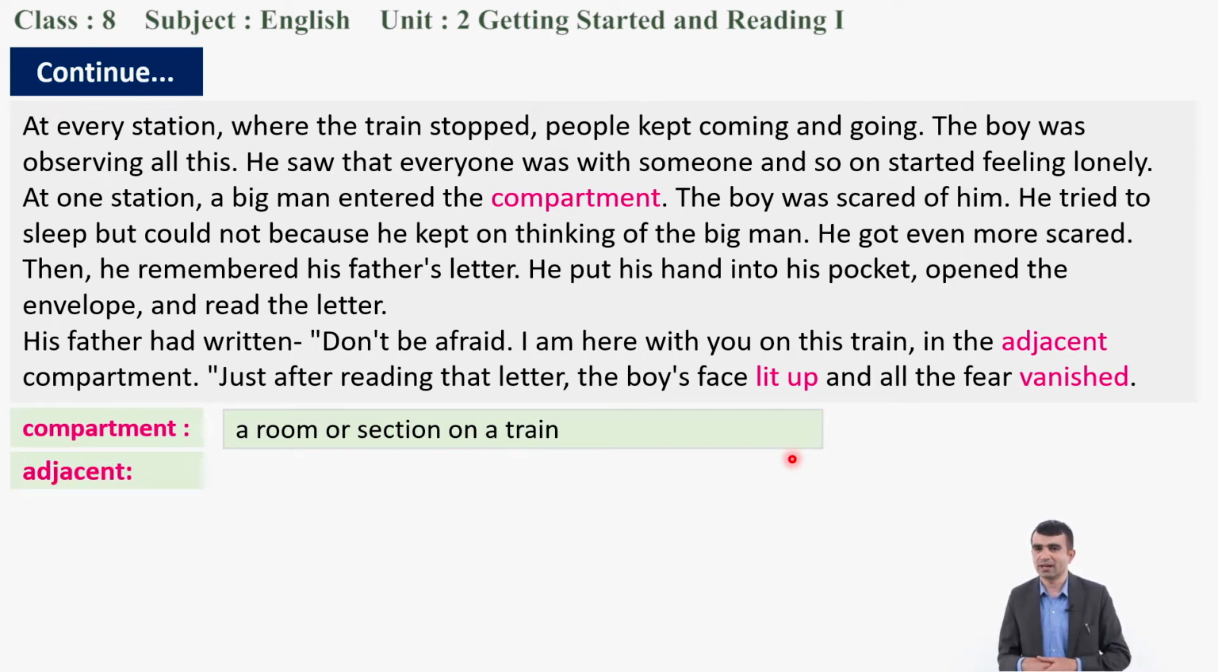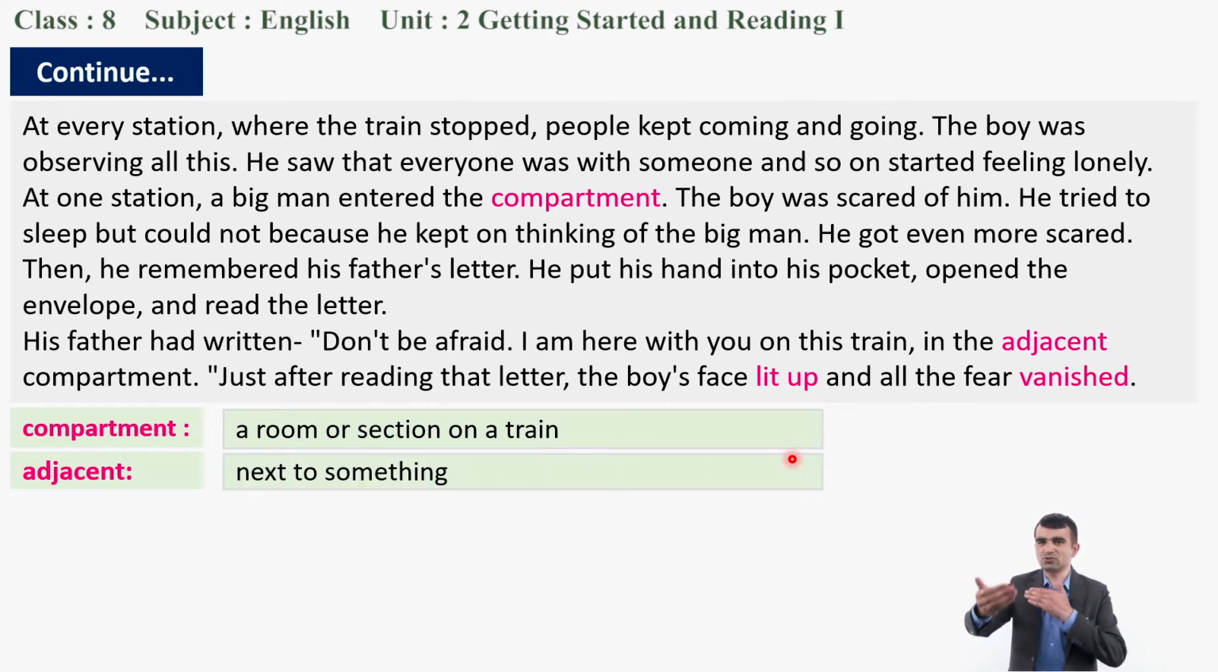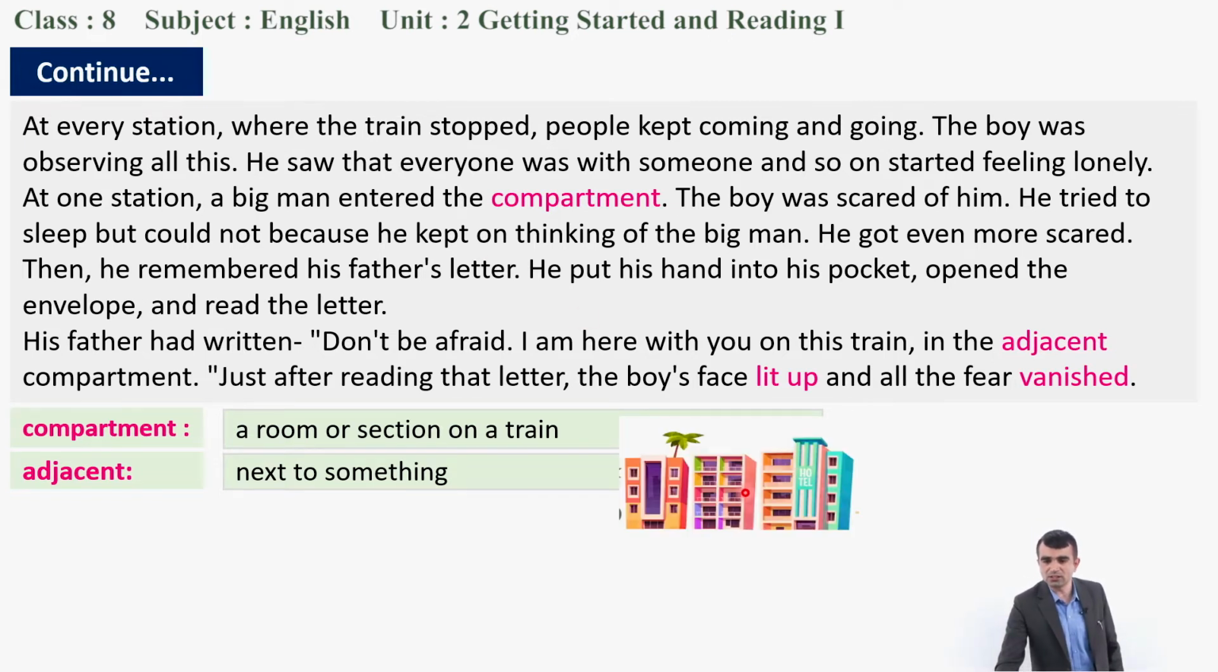adjacent. What is it? Adjacent means next to something. When two houses are together, one is next to another, adjacent to one another. Here you can see in the picture, this is a hotel. This is a house. This is also a house. Two houses and one hotel. It means the hotel is adjacent to this house. Adjacent means next to.